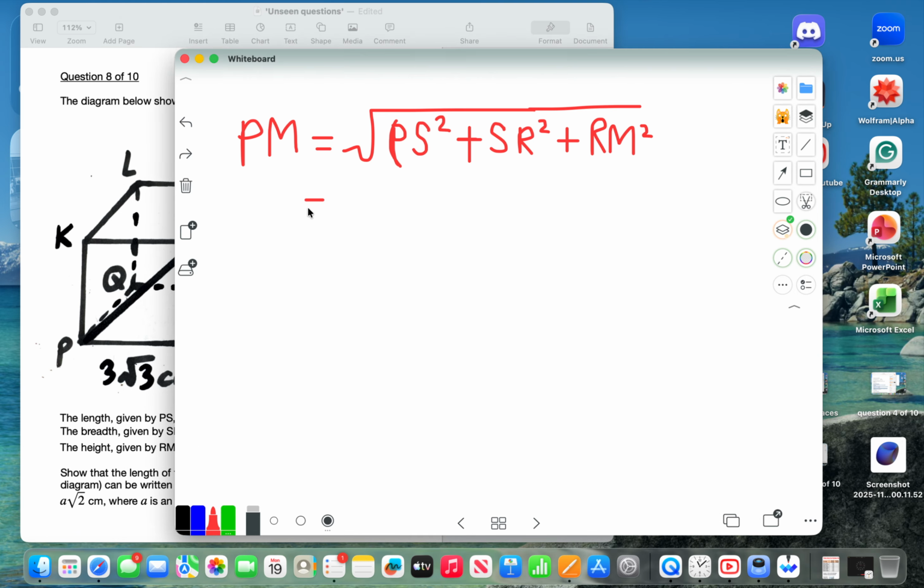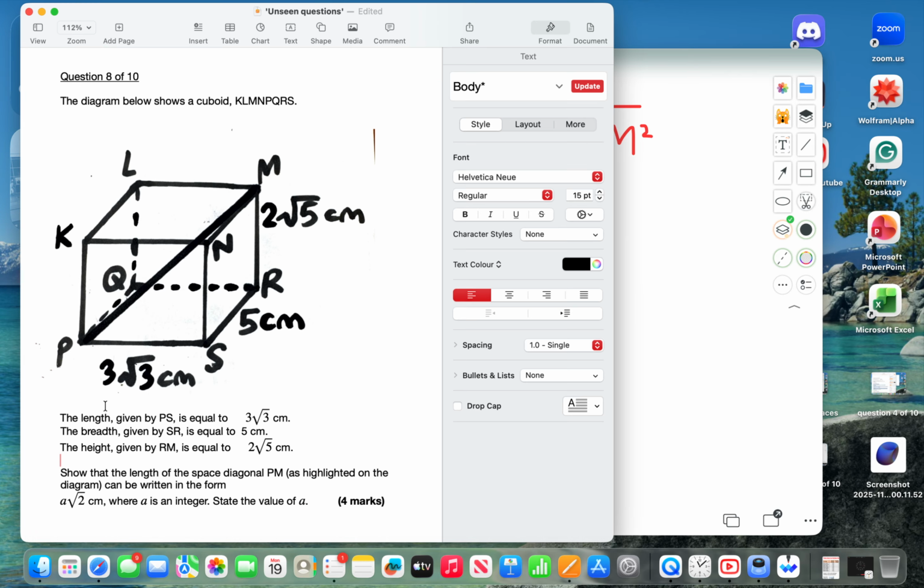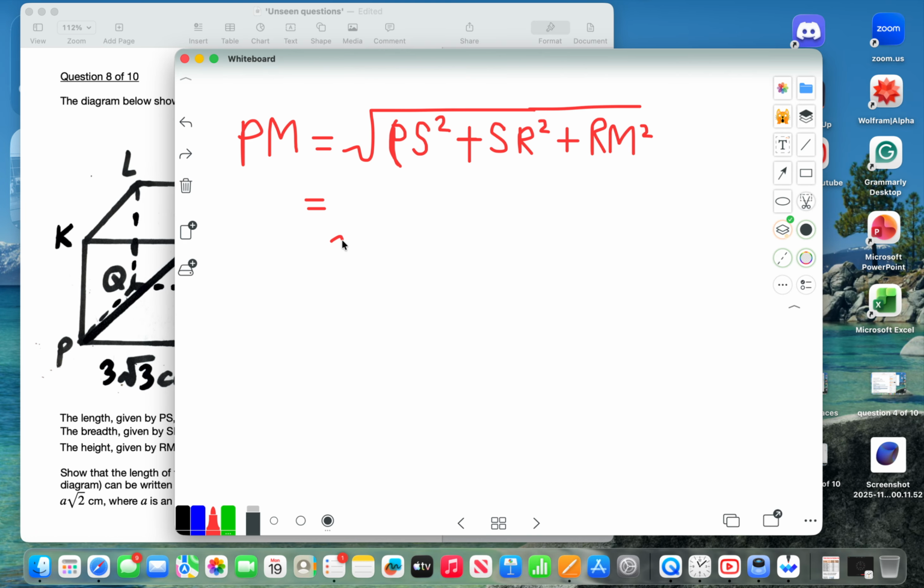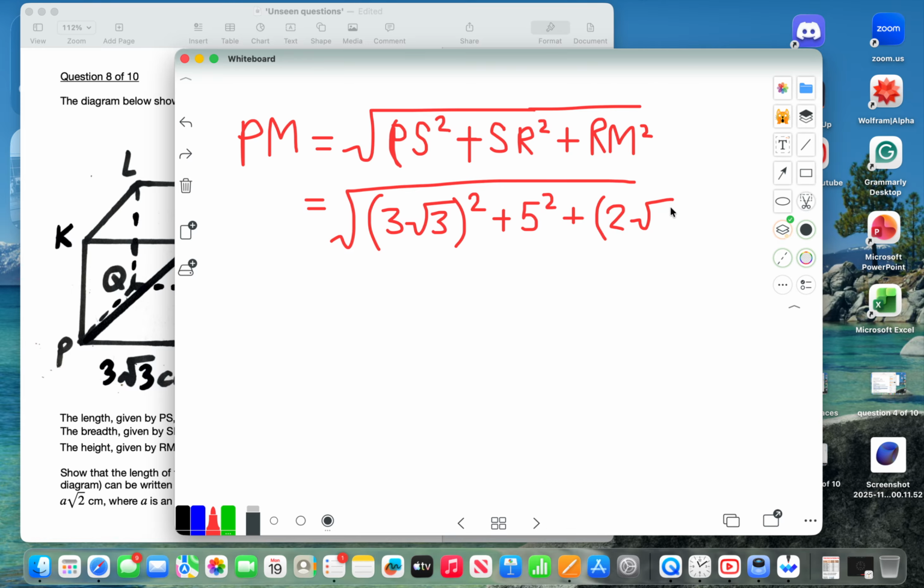So the length PS is 3√3. So we need to first of all get 3√3 squared. SR is 5, so 5 squared. And RM is 2√5, squared.